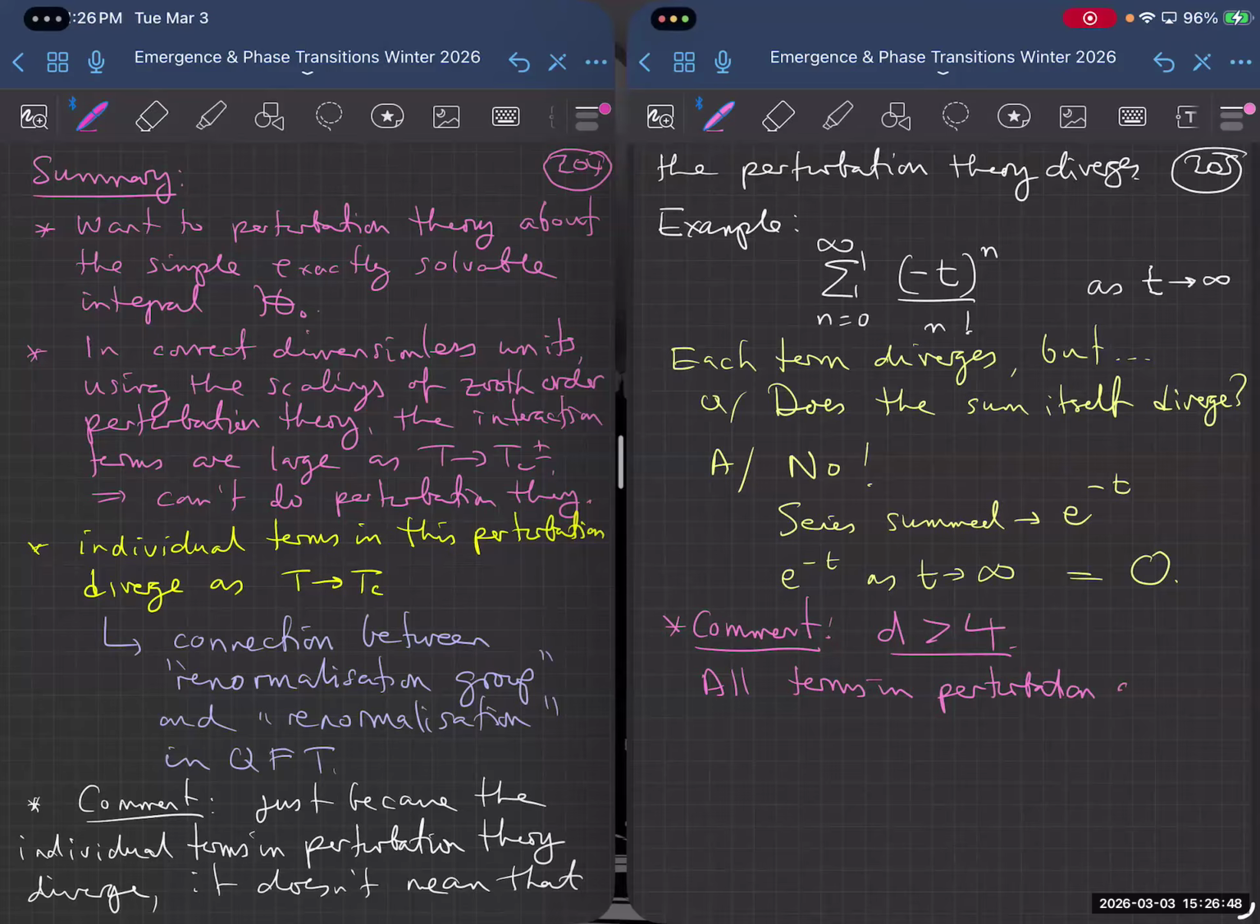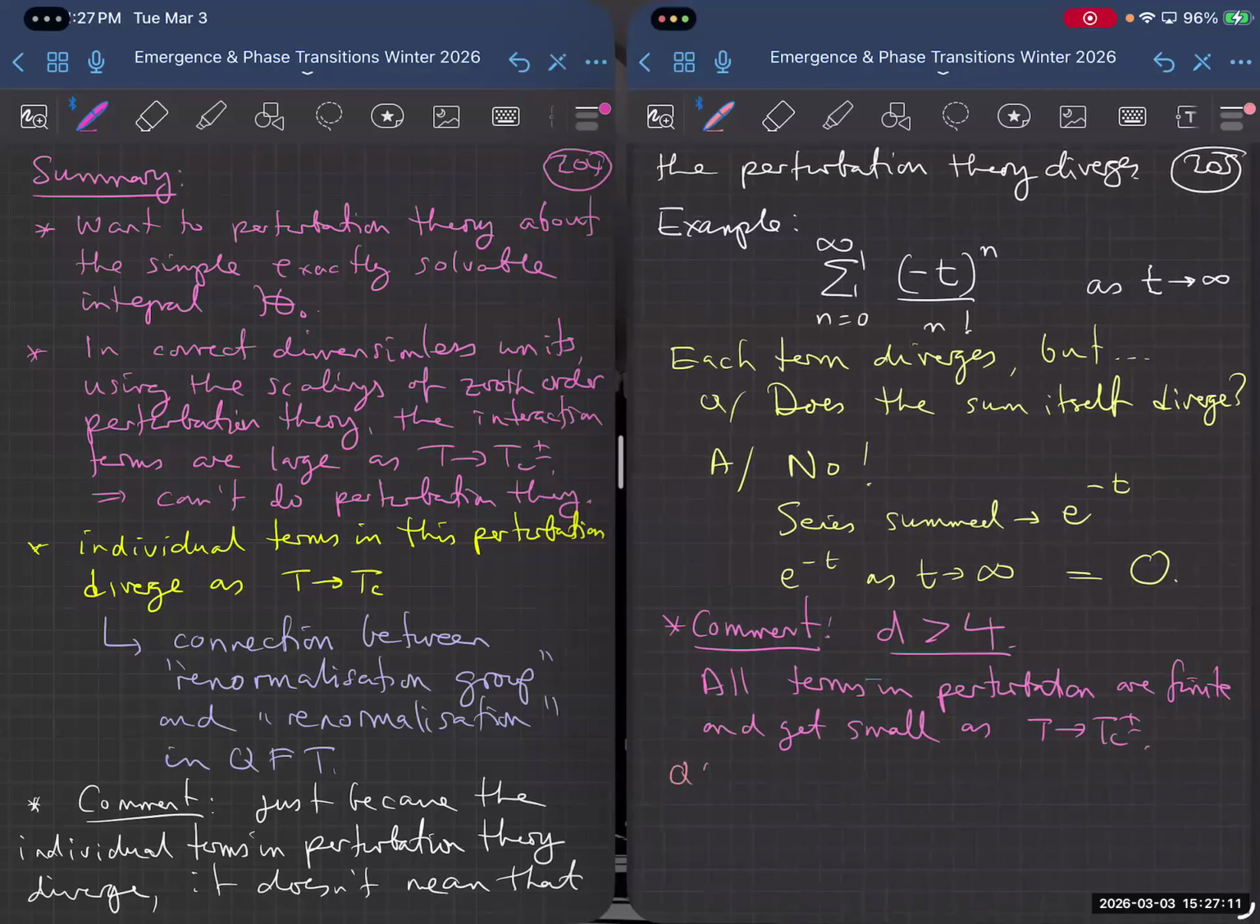all the terms of perturbation theory are finite and get small as t tends to Tc. So you might say, great, so the sum of the perturbation theory is going to be finite. That's not true either. So the question is, does that mean that perturbation theory is finite for d greater than 4?